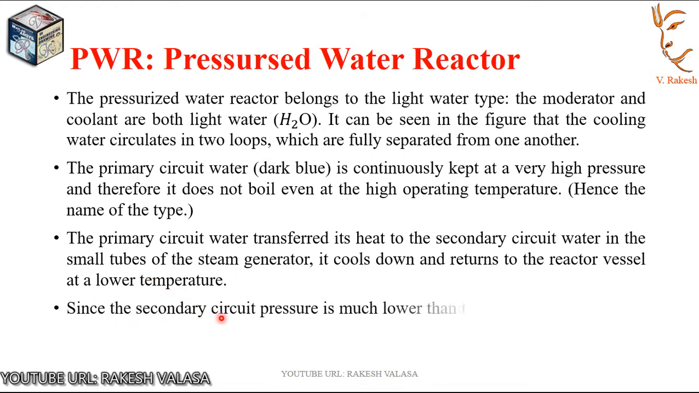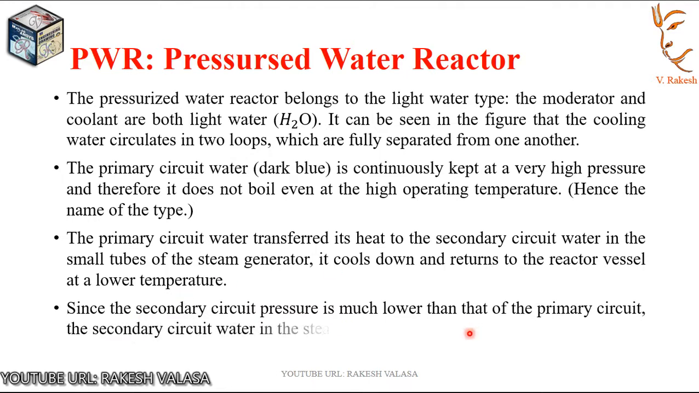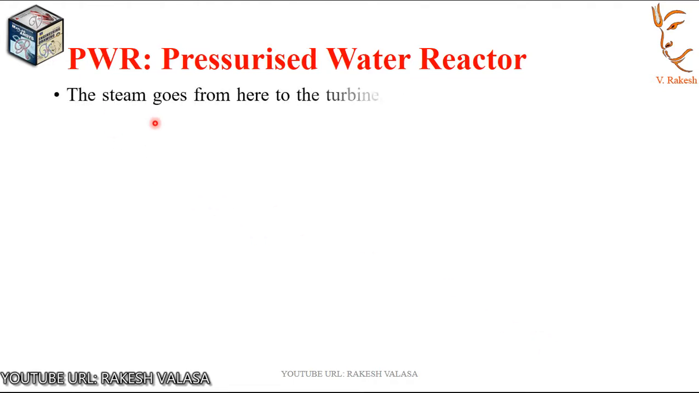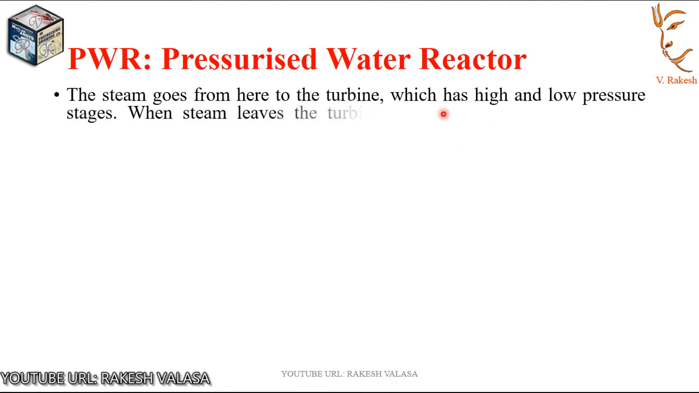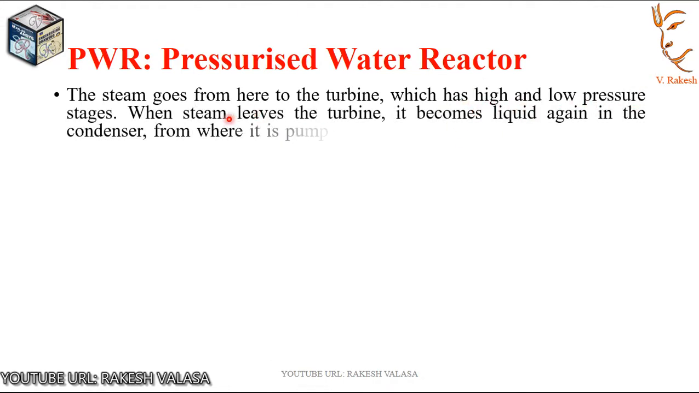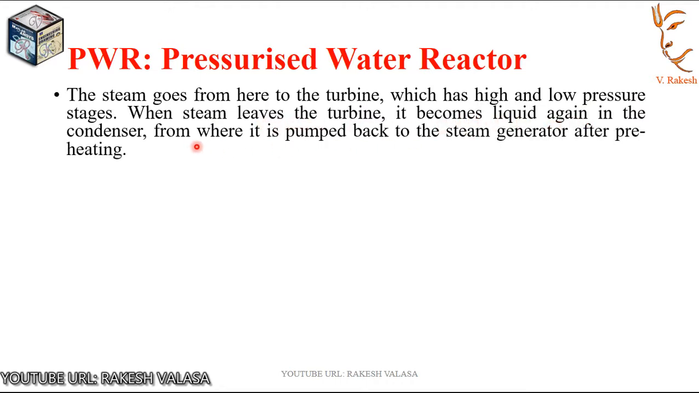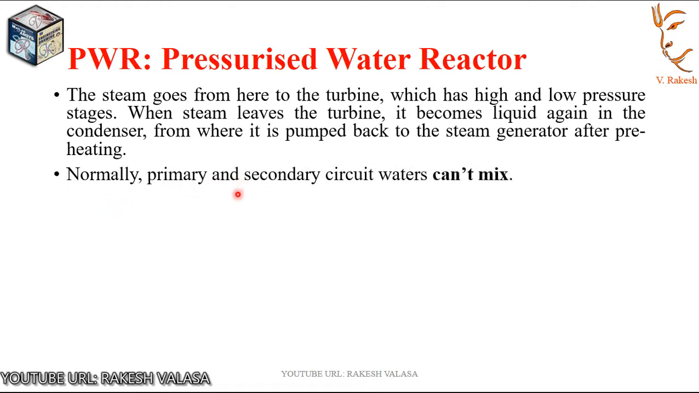Since the secondary circuit pressure is much lower than that of the primary circuit, the secondary circuit water in the steam generator starts to boil. That's shown with a red color. The steam goes from here to the turbine, which has high and low pressure stages. When steam leaves the turbine, it becomes liquid again in the condenser, from where it is pumped back to the steam generator after preheating. Normally, primary and secondary circuit waters cannot mix.